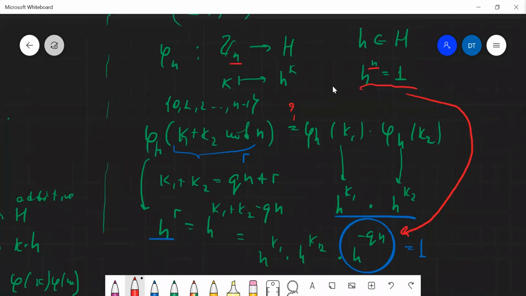Okay, let me summarize what has happened here. For each element h, small h from capital H, with this additional condition, this map defines a homomorphism from Zn to H. And actually, these are all possible homomorphisms. There are no other homomorphisms from Zn to a group H.